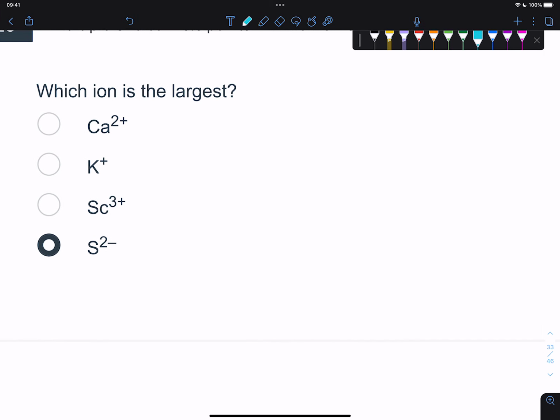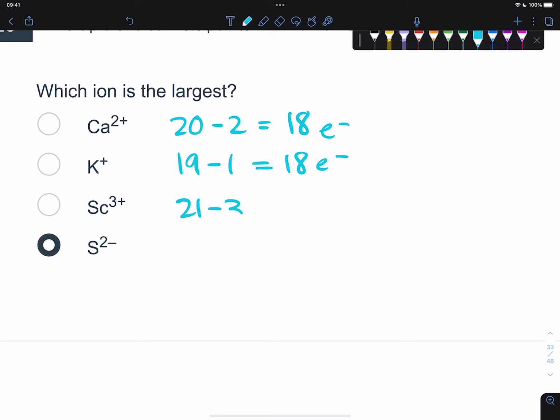So let's just do a quick check. We have 20 minus 2, that gives us 18. Here, we have 19 electrons normally, minus 1, it gives us 18. And then this scandium here is normally 21. We subtract 3 because it lost 3. That gives us also 18. And then we have the sulfide ion. Sulfur is normally 16 and we're adding 2, and it gives us 18.